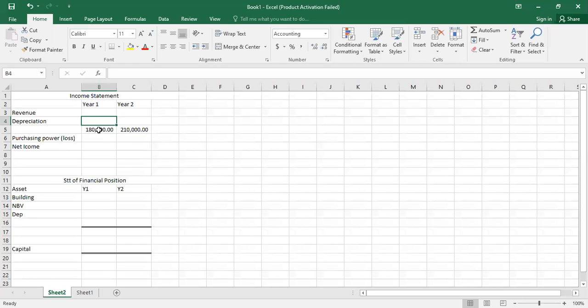I'm confusing you. 41,538. Allow me to delete these figures first. I placed them at the wrong place. It should be here. It is the value of the building. So they are not supposed to be in the income statement. They are supposed to be there. But it's okay. Either way, it's okay.